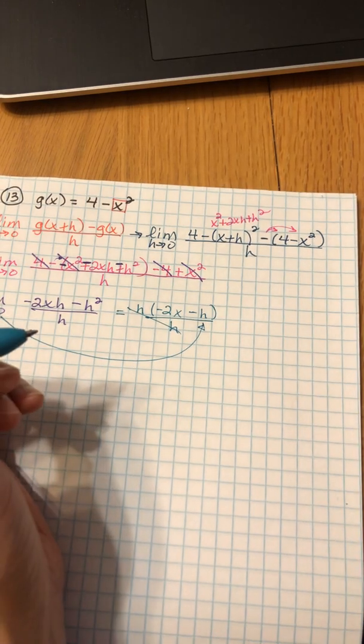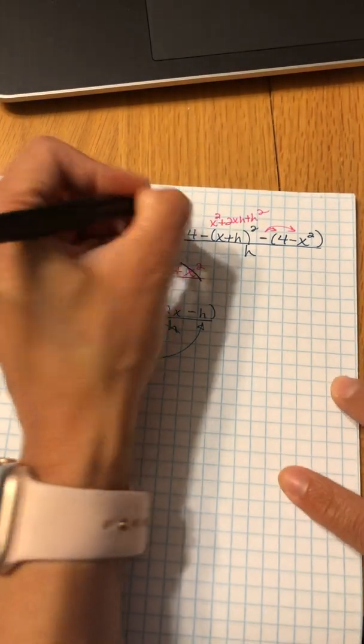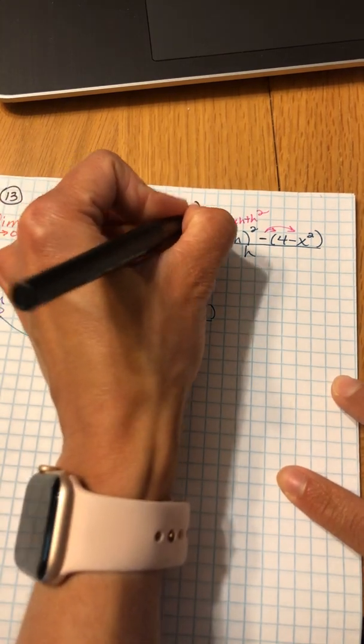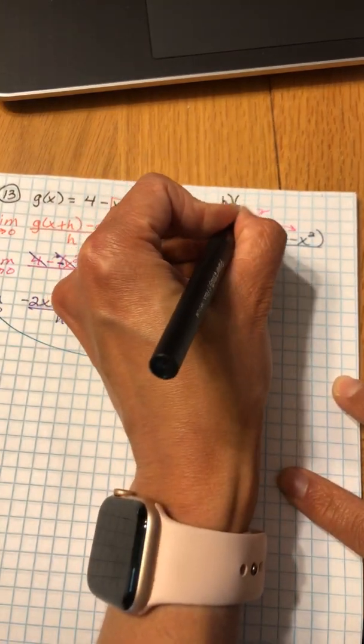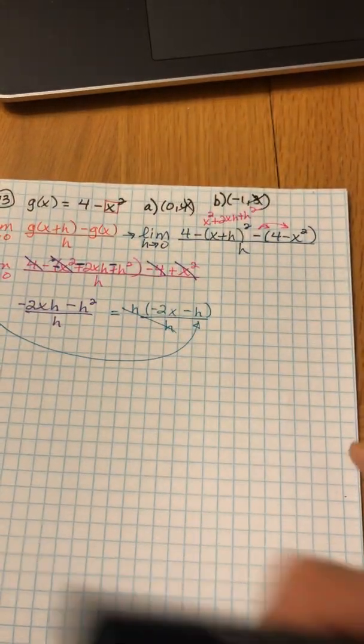And, oh, did I write down? Nope, I didn't write down the points. So part A, the point was 0, 4. And for part B, the point was negative 1, 3. Remember, we don't care about the y values, but we care about the x values.